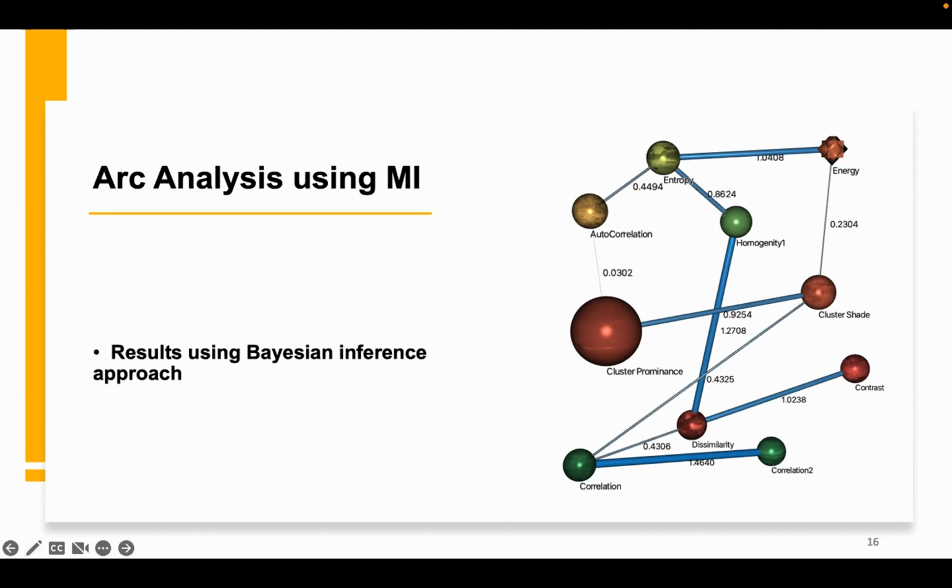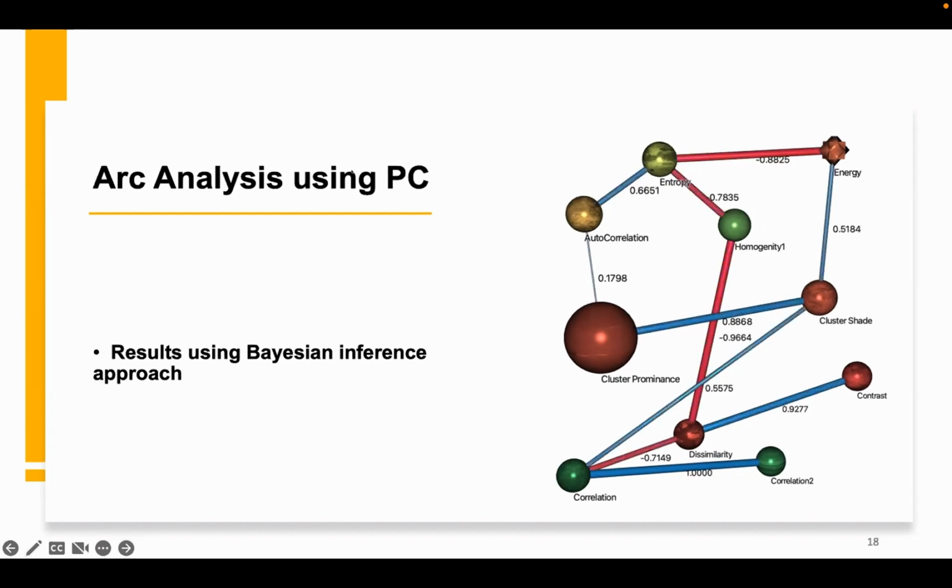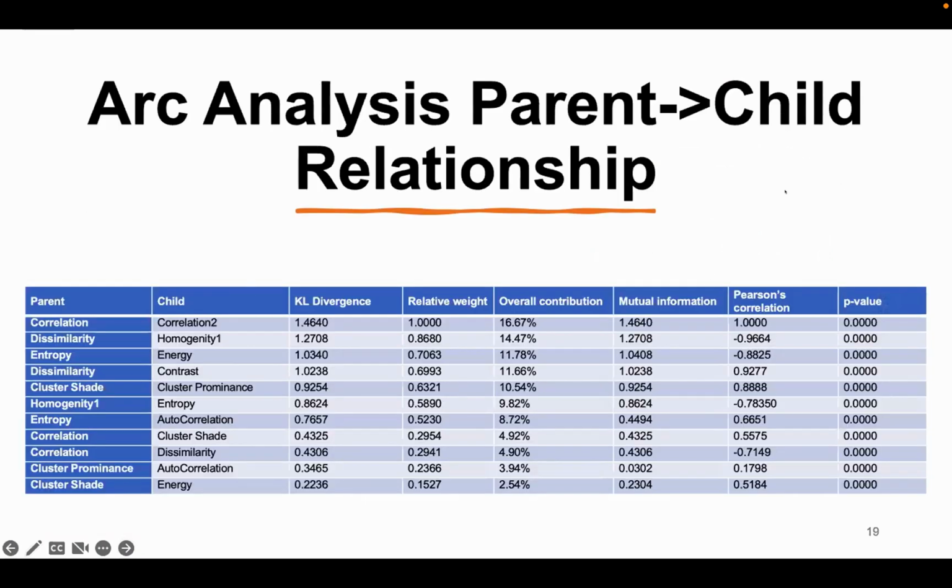In this case, you can see that these two features have the highest value, 1.048. This is the strongest relationship, followed by this type of relationship, and so on. Again, we computed these relationships using mutual information and KL divergence, and also the Pearson correlation. The Pearson correlation also computes the relationship, including positive and negative relationships. In this case, the red lines represent the negative relationships, and the blue lines represent the positive relationships. So this is the similar statistics which is presented in the figures.